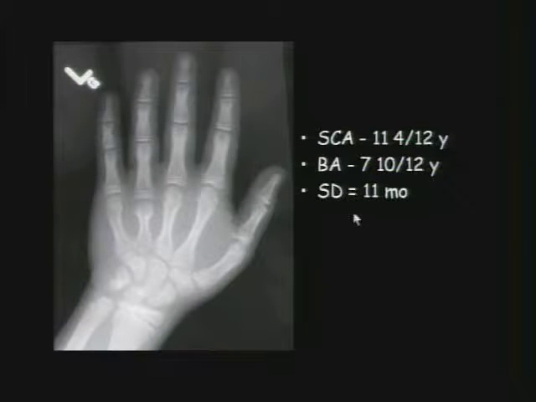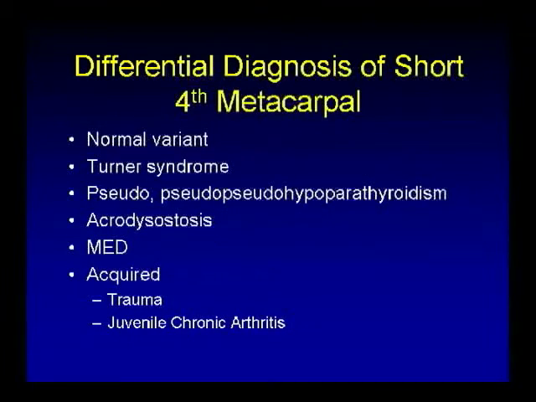This patient had delayed skeletal maturation and has a shortened fourth and, to a lesser degree, third metacarpal. The differential of a short fourth metacarpal: it can be a normal variant.